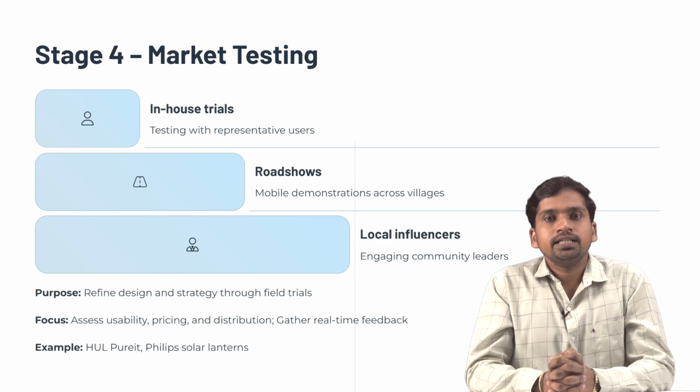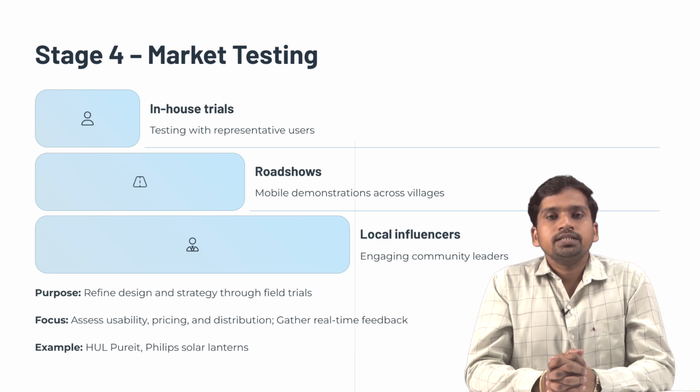There are several key reasons for market testing: to truly understand regional consumer preferences and their price sensitivity, to identify potential operational challenges related to transportation, product usage, or maintenance, to assess the efficiency of the distribution network in rural areas, and to refine after sales support mechanisms.